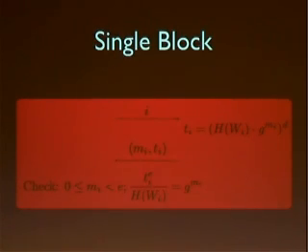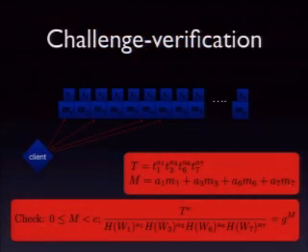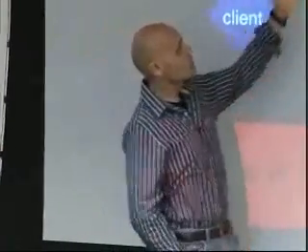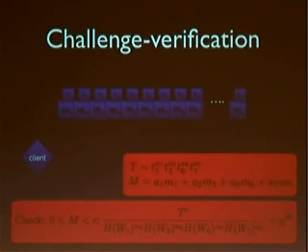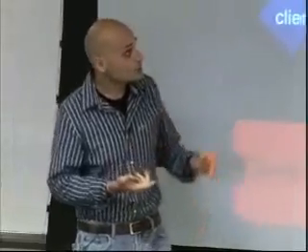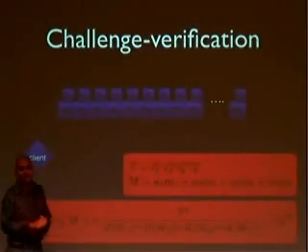Let's look at the case where we have many file blocks. This is the full solution. Suppose I have this very long file. I store this file in the cloud provider along with the tags. Then I want to check that this file is still there, so I use a probabilistic approach. I'm going to ask for random file blocks. I'm going to say to the cloud provider, hey, I want to know if you're storing my first block, my third block, my sixth block, and my seventh block.